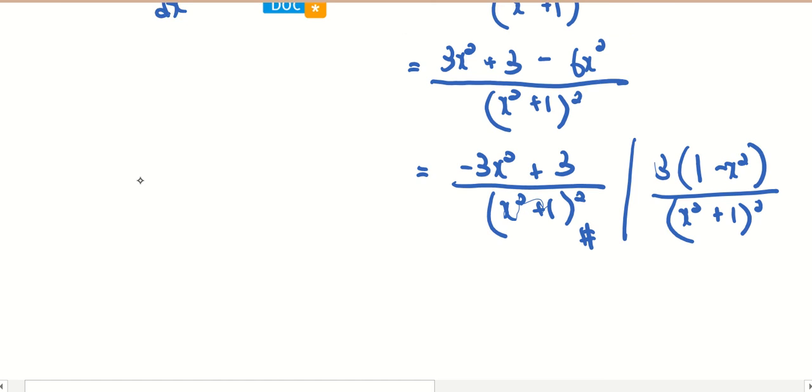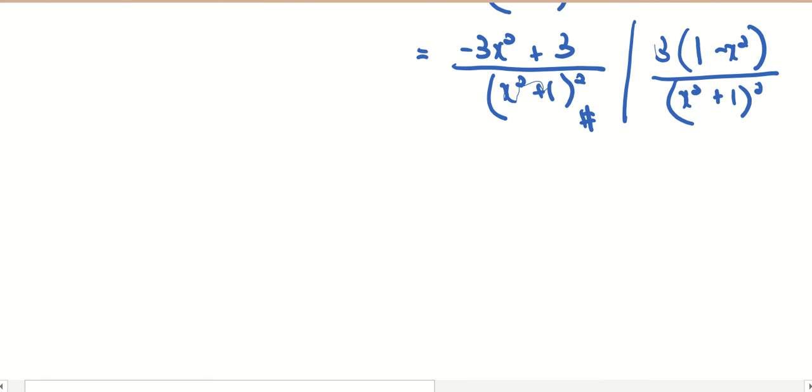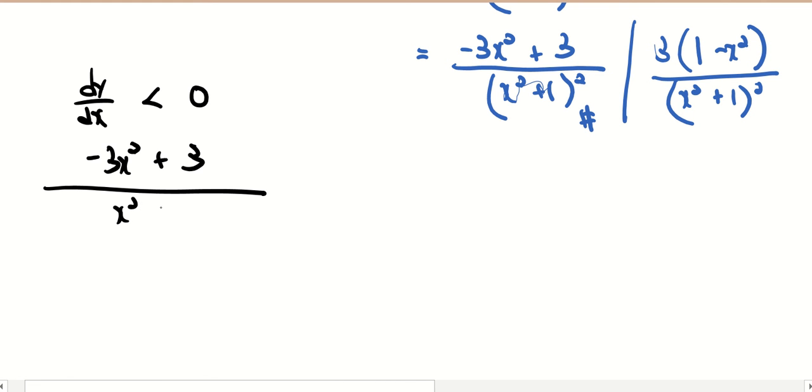Okay, as stated in the earlier part, we need to find the range of values for x for decreasing function. Means, for decreasing function, your dy/dx must be less than 0. Let me write down my first derivative. Okay, we're going to zoom in again. This whole thing must be less than 0.